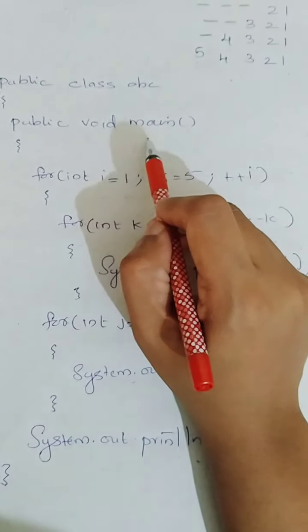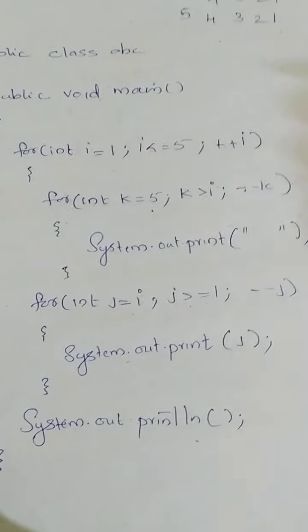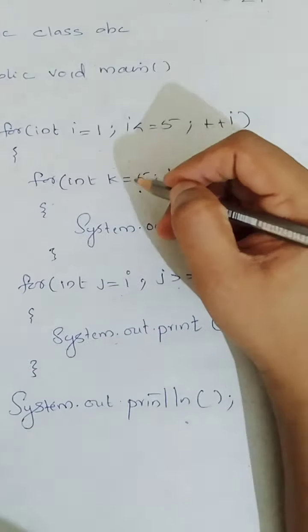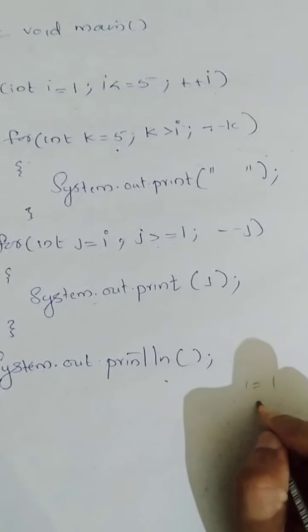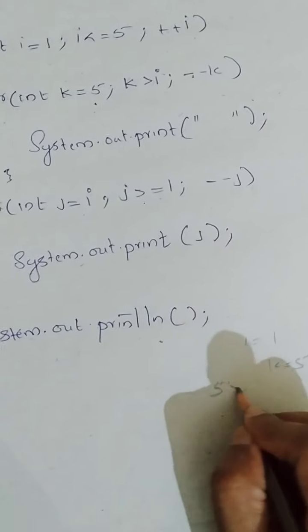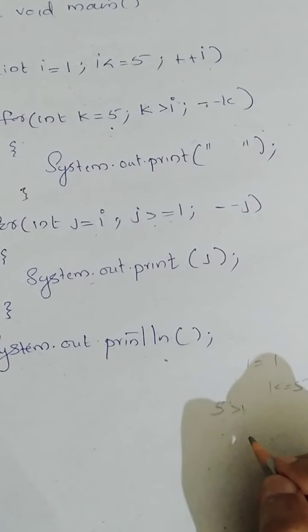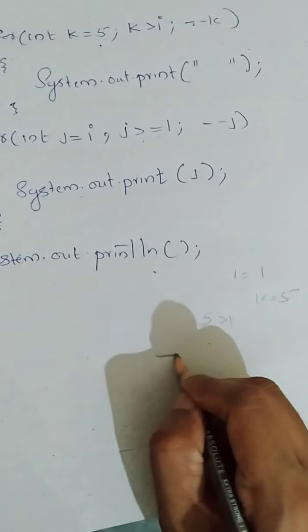First, class ABC main, i is equal to 1. Yes, 1 less than or equal to 5. The condition is true. It will come inside. So your i is 1, and k is equal to 5. 5 greater than 1, condition true. So it has to leave space. So it will leave a space.